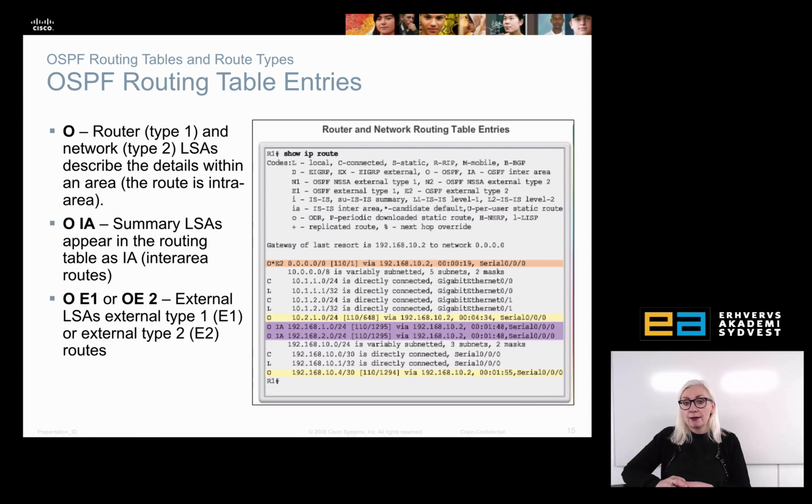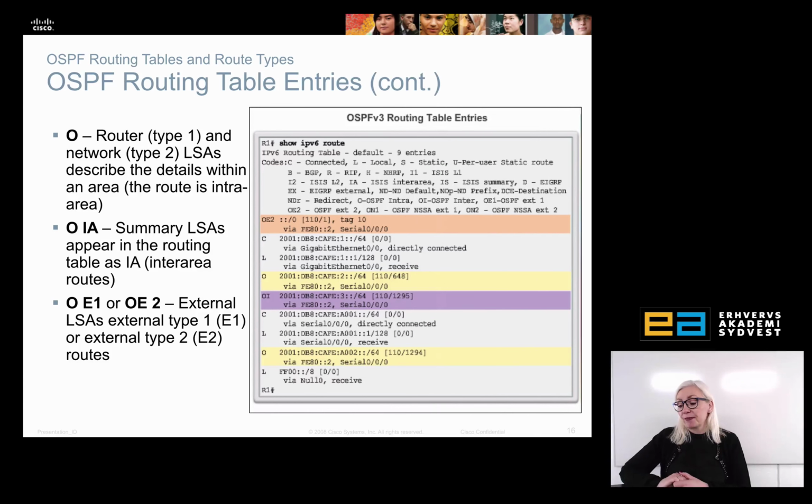Then we have an O with either an E1 or an E2 in front of it. This denotes that this is an external route. This is something that is learned by an ASBR, an autonomous system boundary router. So this is where we have connection to something outside our own OSPF network. And then we can see here the addresses and the metric and everything within our routing table.